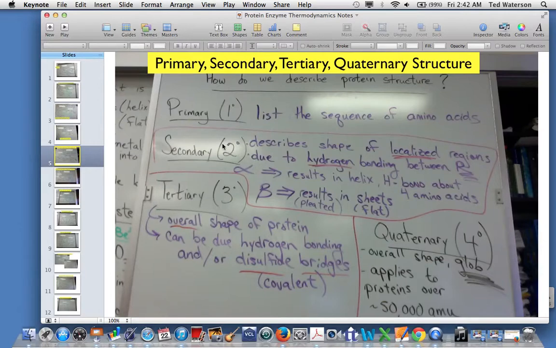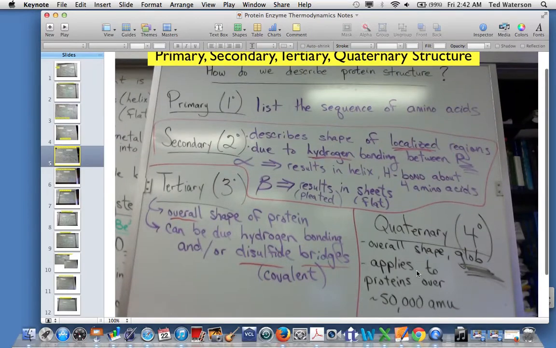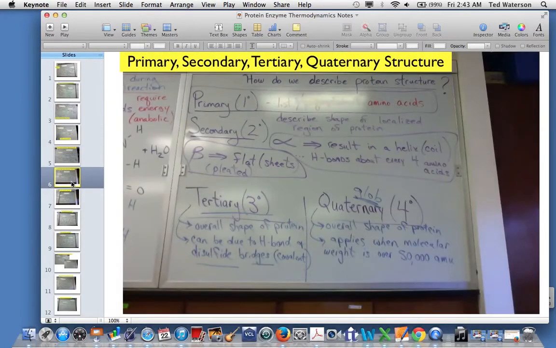Hydrogen bonds hold the secondary structures together, which would be the beta pleated sheets or the alpha helices. Hydrogen bonds also hold the tertiary structure together, as well as some covalent bonds, the disulfide bridges. Quaternary structure, really it's just, once again, another way to say how are they globbing together, how are they folding into each other and stacking. It's just the overall shape of the molecule, the overall shape of the protein. Okay, same thing there.